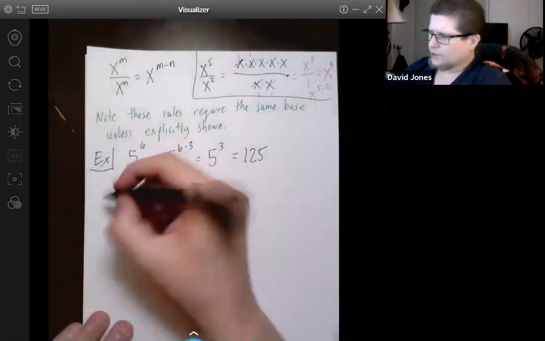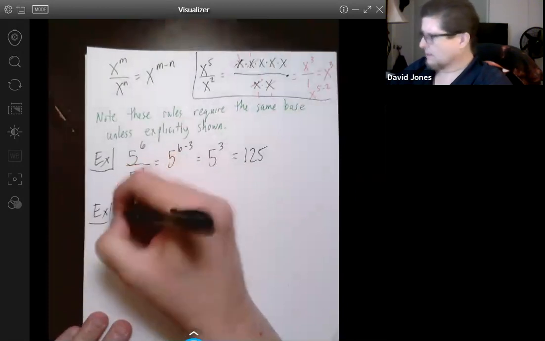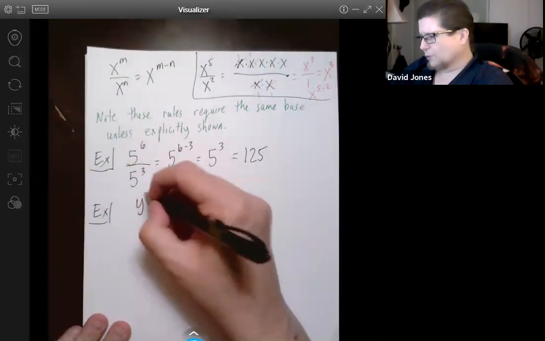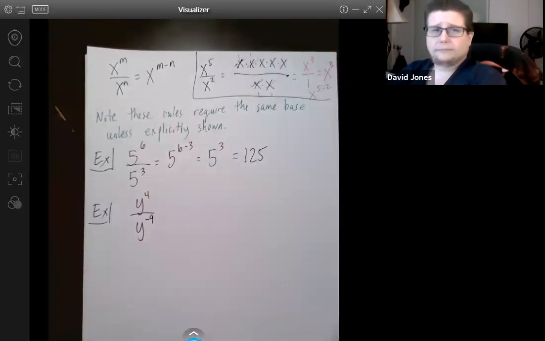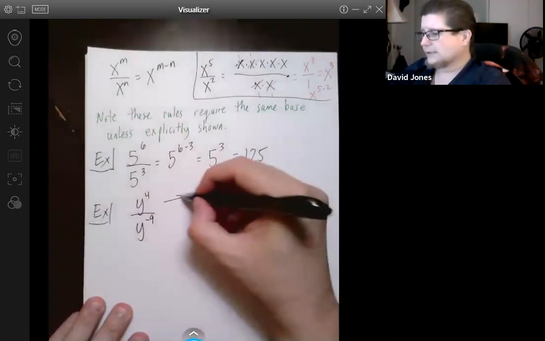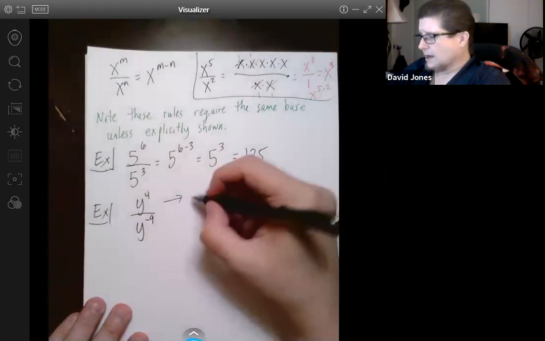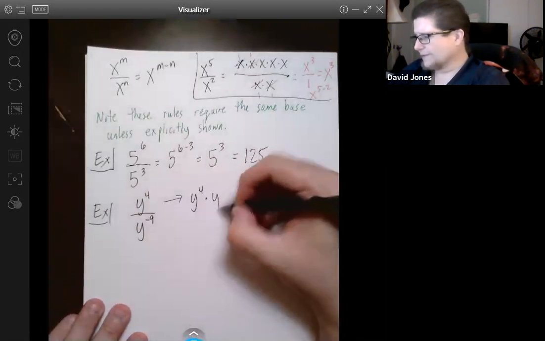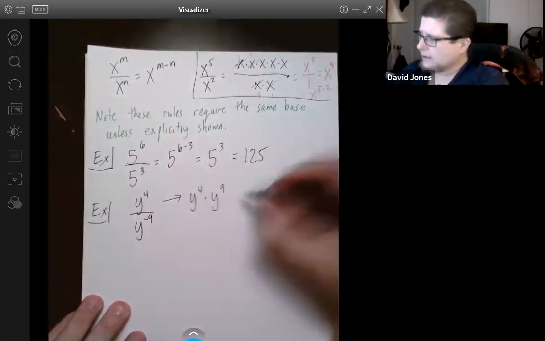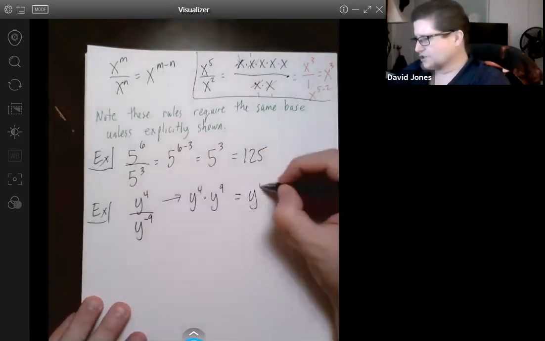I'll give you another one to try. Let's do y to the 4th power over y to the negative 9th power. Okay, there's 2 ways you can look at this. I can rewrite it by moving that negative exponent up top, and then applying the addition rule.